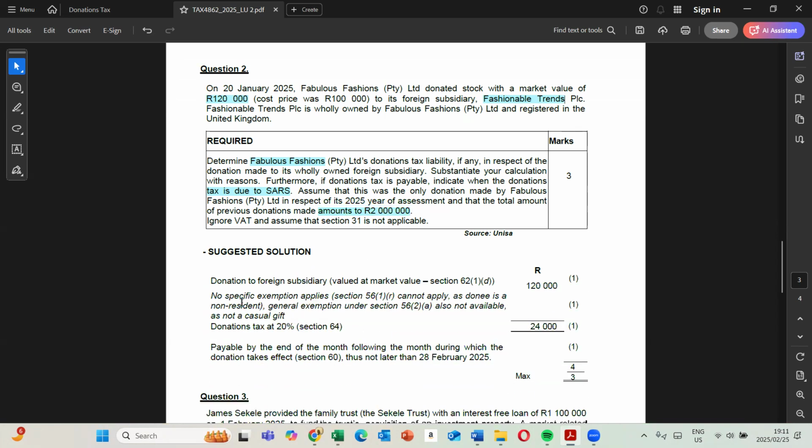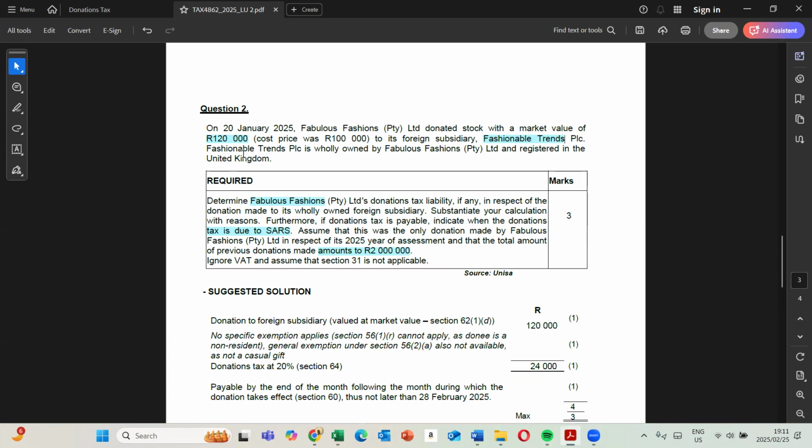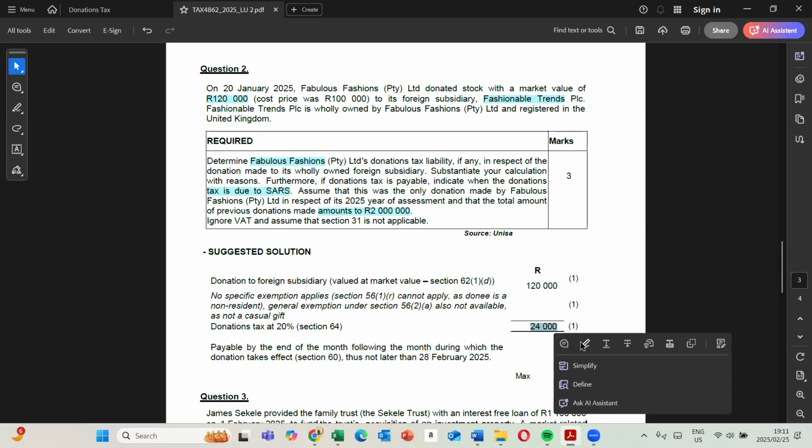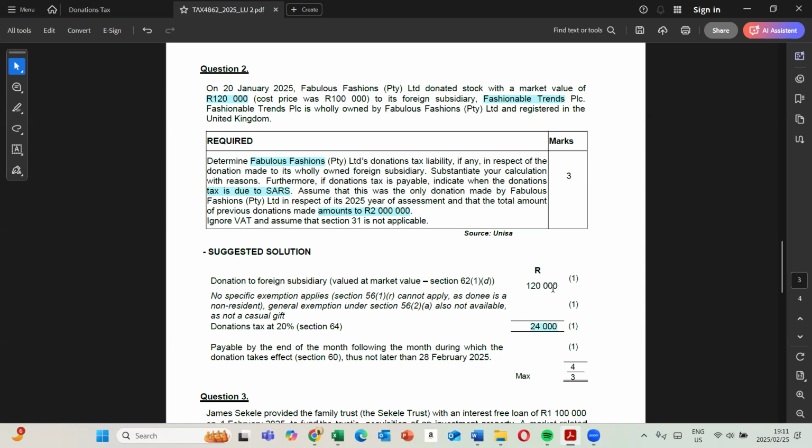Let's look at it. They made a donation of how much? 120,000. So donation to foreign subsidiary, 120,000. No specific exemption can apply as the donee is non-resident. And the general exemption under section 56(2), the 10,000 that we talk about, is not applicable because they've already utilized the 10,000 on this 2 million. So donations tax is 24,000, which is 120 times 20%.